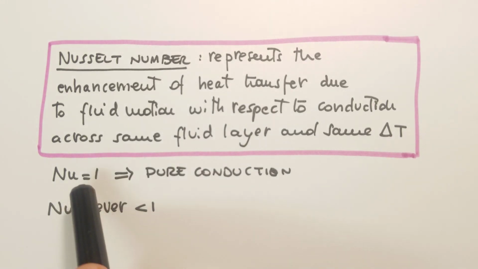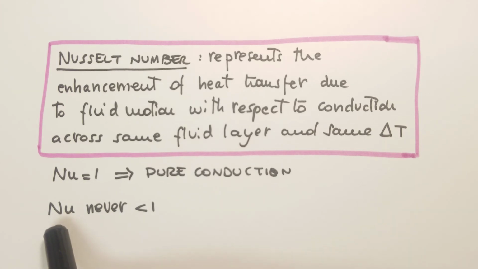So when the Nusselt number is 1, we just have pure conduction, so it's a limiting case, and it follows also that the Nusselt number can never be smaller than 1.